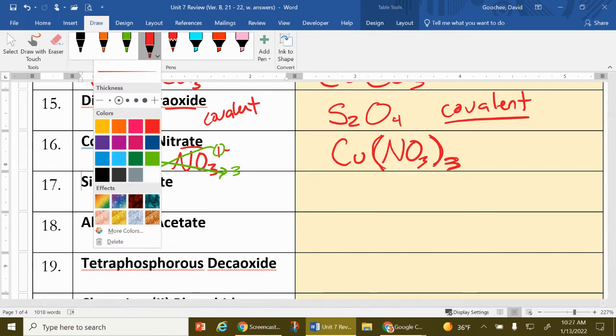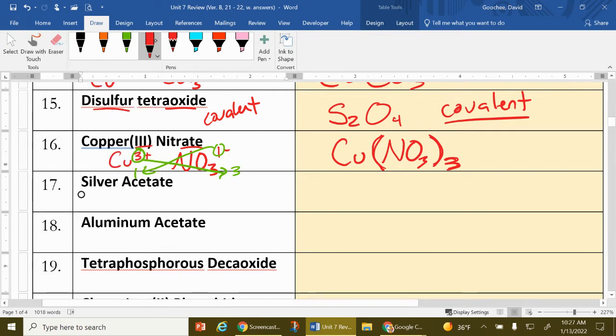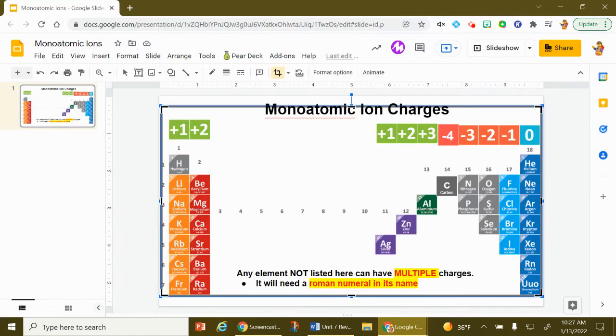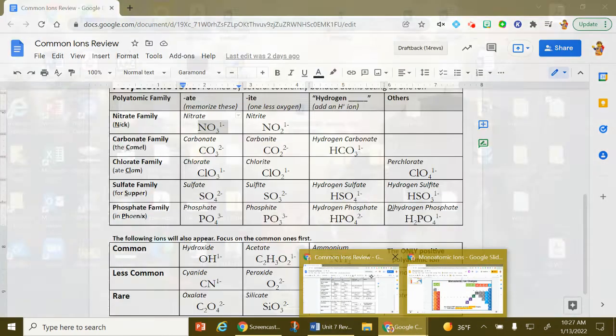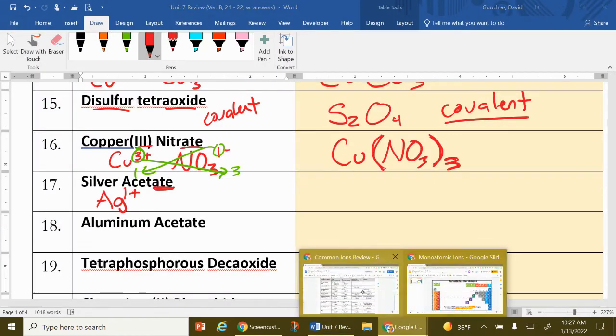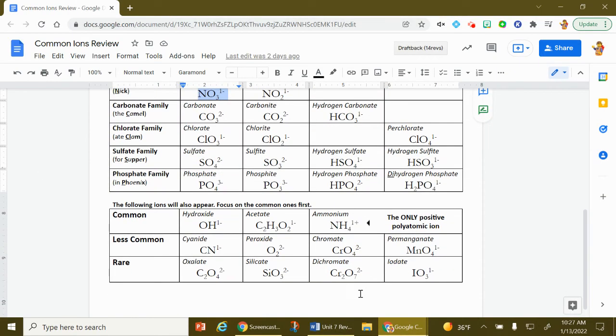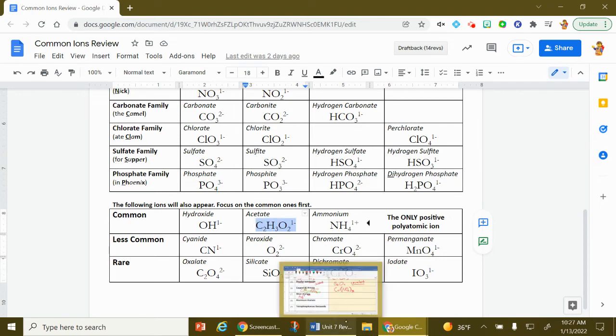On to the next one, silver acetate. Silver is Ag, and the charge on a silver ion is 1 plus. Silver is always 1 plus. That's why they don't call this silver 1 acetate. It's just silver acetate. All right, and what is acetate? It sounds like a polyatomic ion. Let me go look it up. Acetate is C2H3O2 with a 1 minus charge.